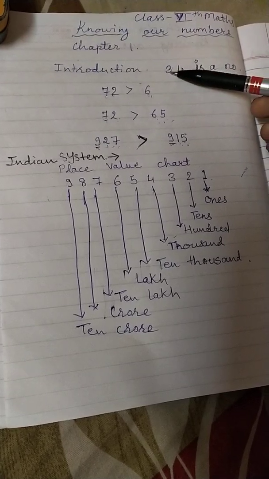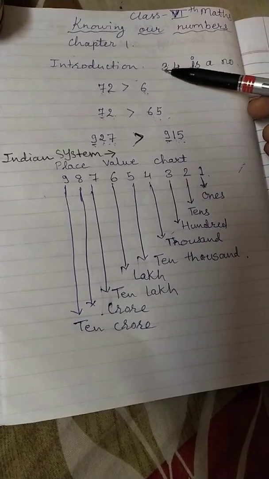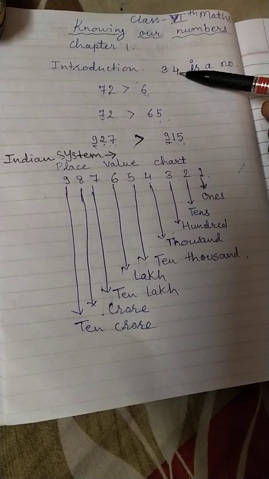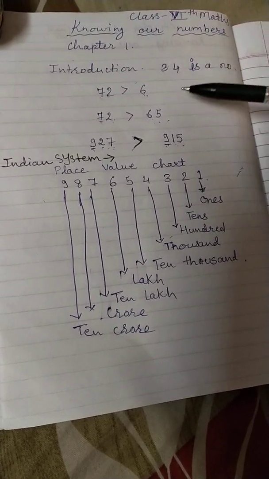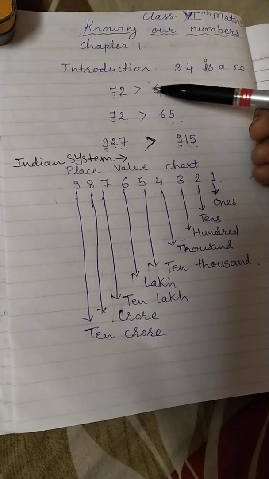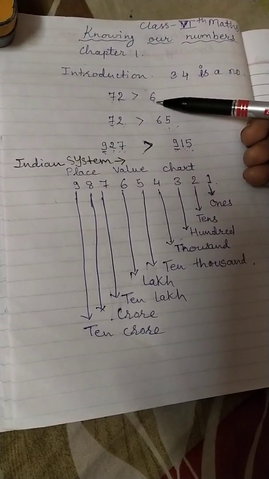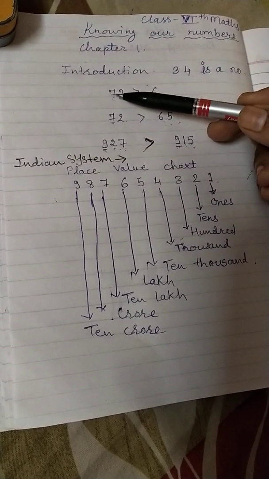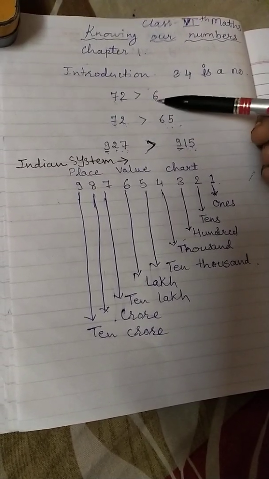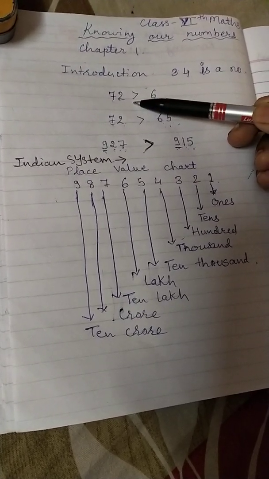Suppose we take the example 34. It is a number, all of you know, but in this, 3 is a digit as well as 4 is also a digit, which together make a number. Now, if I have to write the greater sign between any two numbers, how do we write it? Suppose we take the example 72 and 6. So 6 is smaller than 72. The first place number here is 7 and here 6. So 7 is greater than 6, so we put a greater sign for 72.